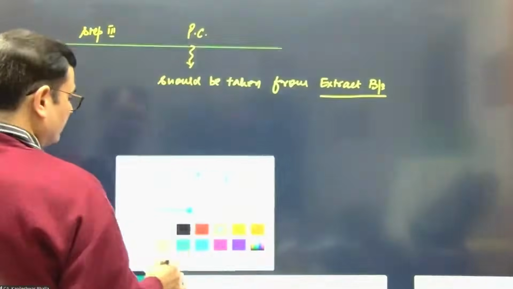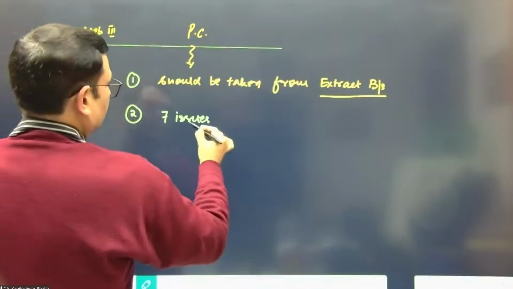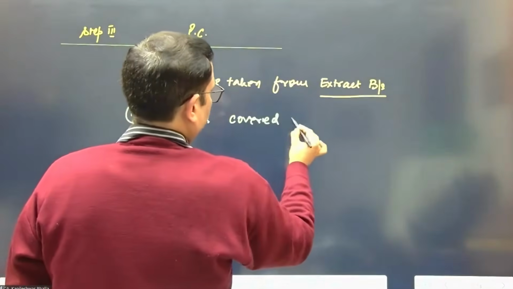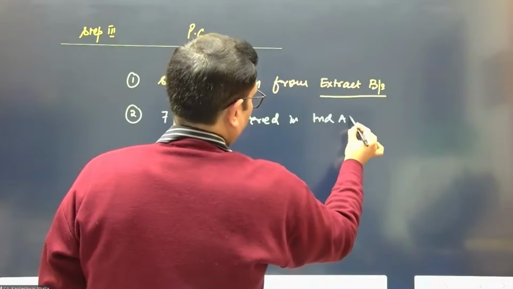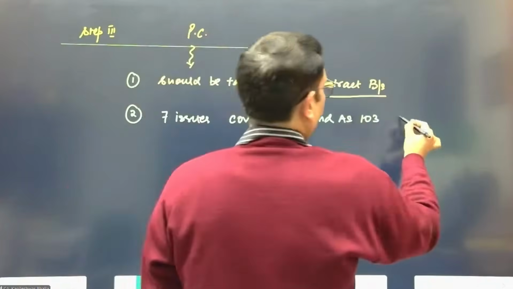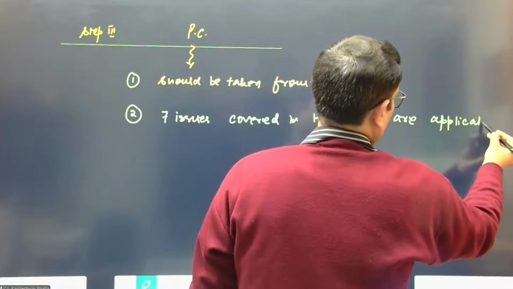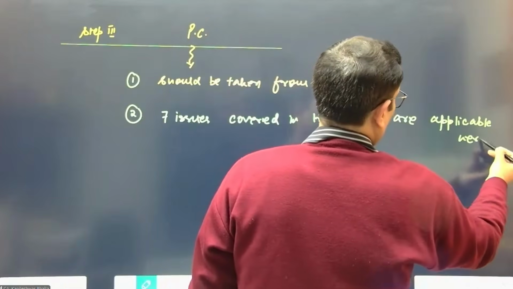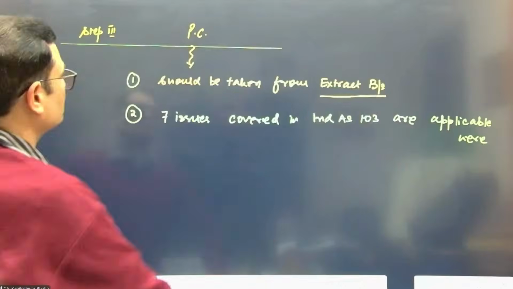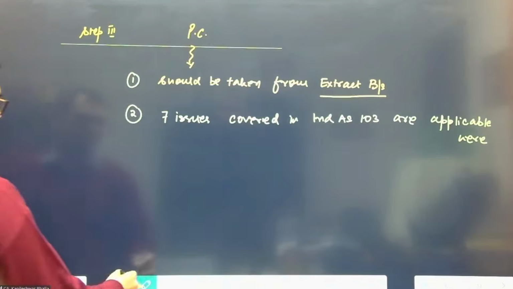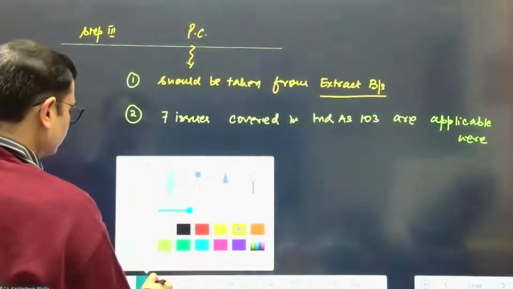So I think these are 2 focus points. That is one. And second is the 7 issues covered in Ind AS 103 are applicable here. So they're going to be applicable here as well. So these are the 2 focus points in terms of the purchase consideration. Next. The next is the step number 4. And what is step number 4?